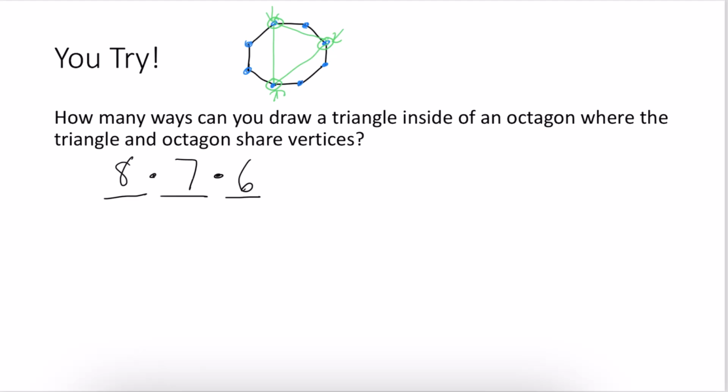So that means that we would divide by the duplicates of 3 vertices that are listed multiple times in the choice tree. And the number of times that they will show up in the choice tree is 3 times 2 times 1, or 3 factorial. So mathematically, the formula would be 8 to the 3 falling divided by 3 factorial. And you can either calculate it by doing 8 times 7 times 6 and then dividing that by 3 times 2 times 1, or you can use the nCr button and do 8 nCr 3. In either case, you'll end up with the answer 56. So that's how you would do that problem.